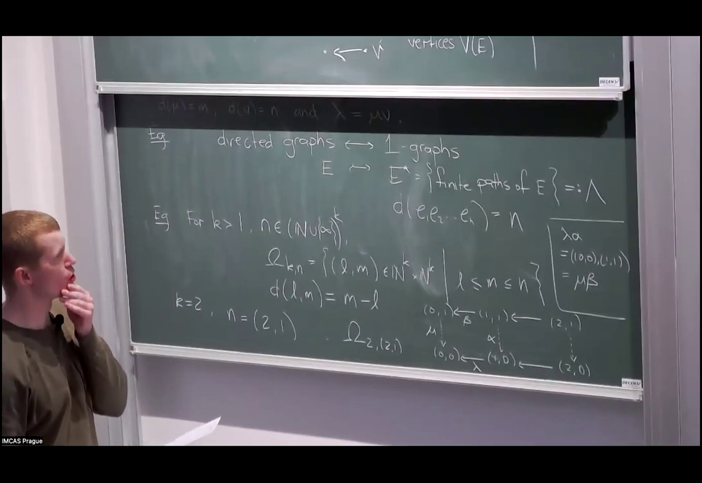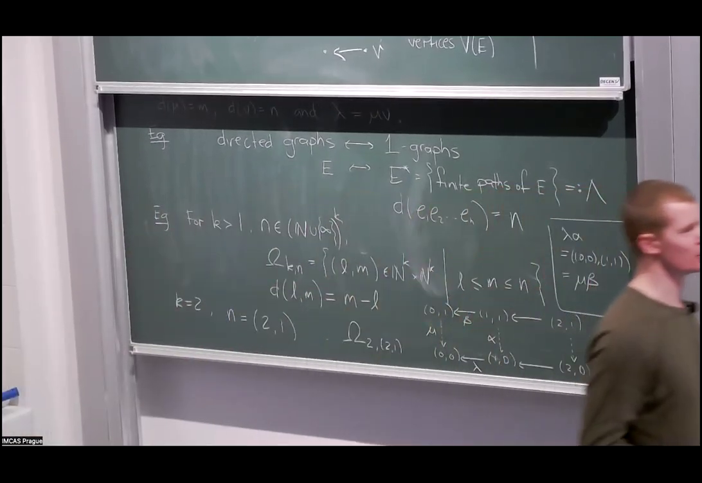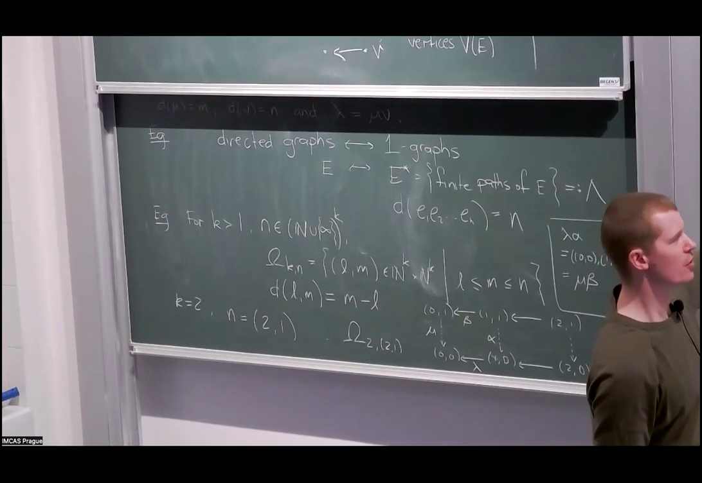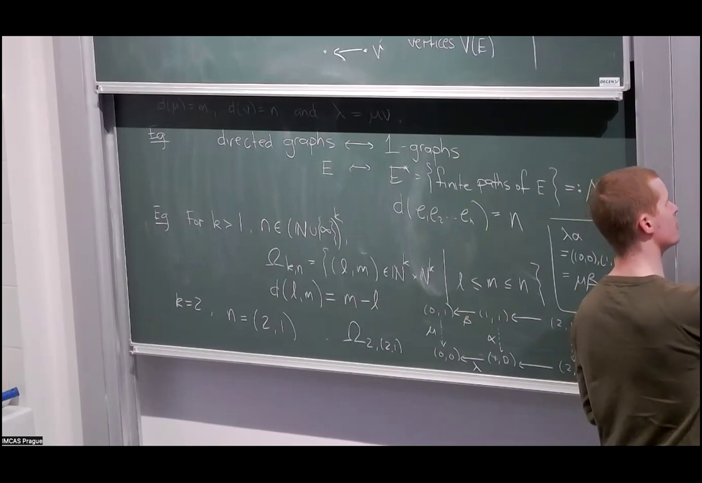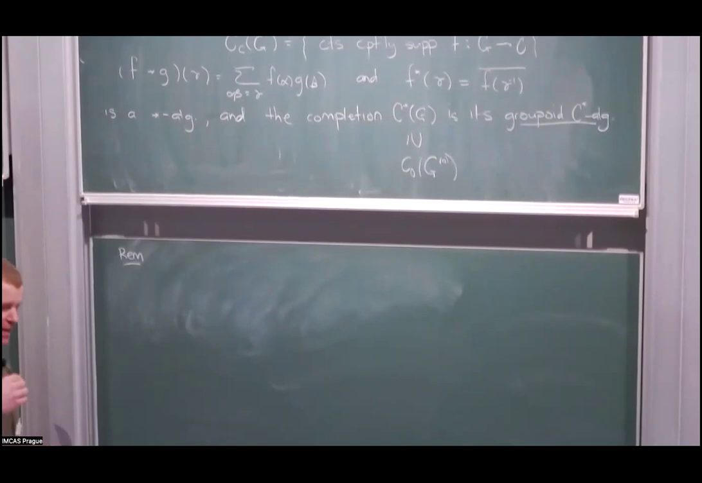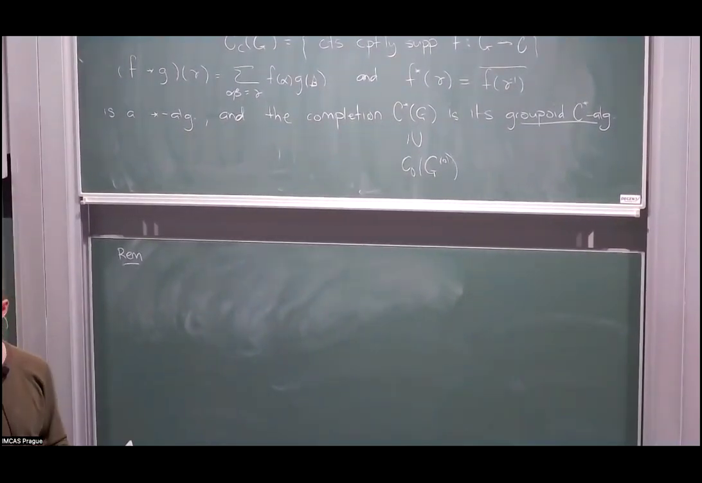Okay, so a little bit of notation for k-graphs in order to try and build some path space, because it's still our goal to make a path space, make a path groupoid from one of these higher dimensional graphs, and then see its C-star algebra.